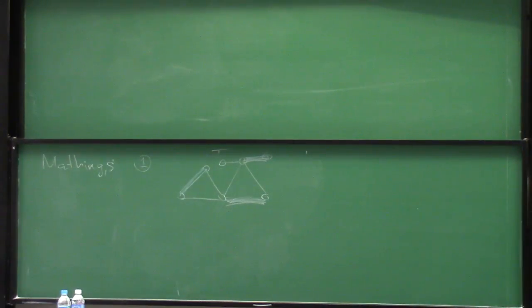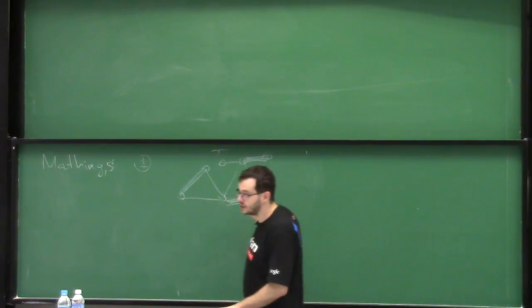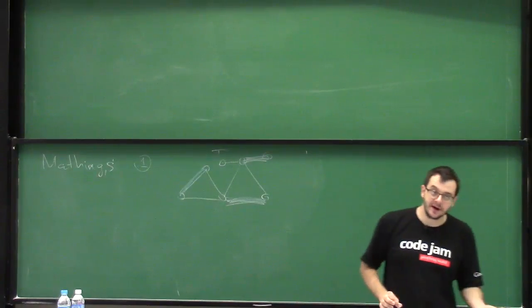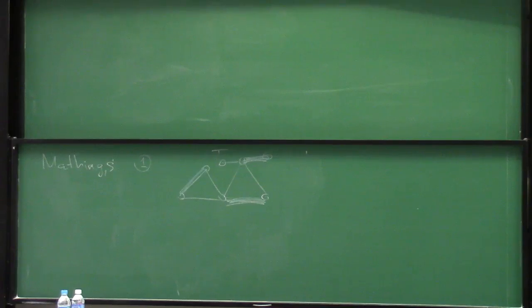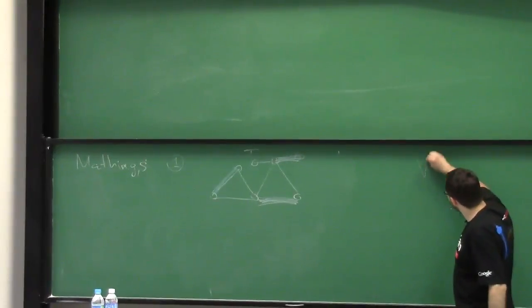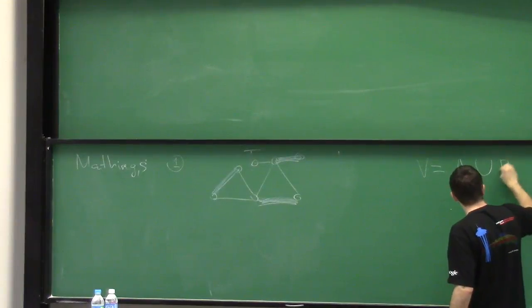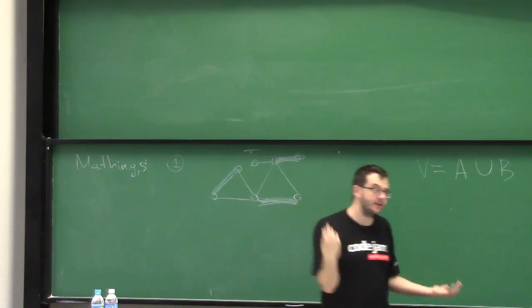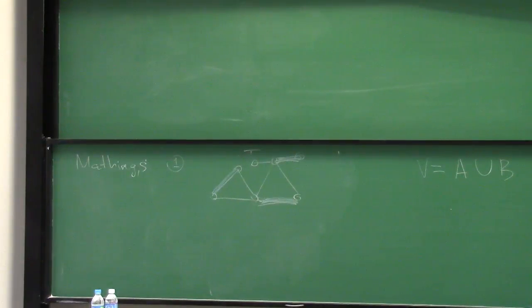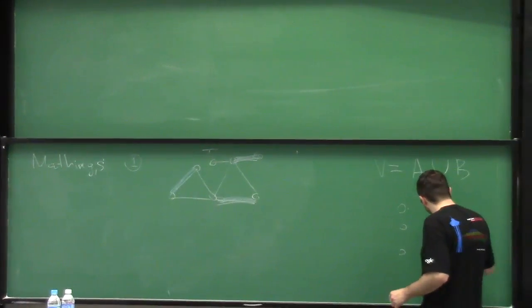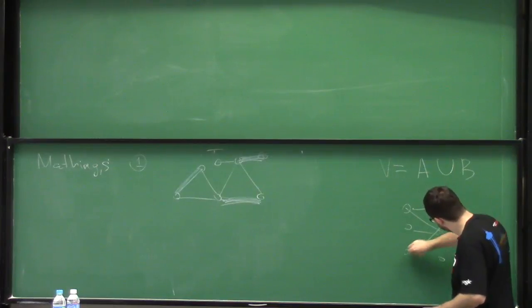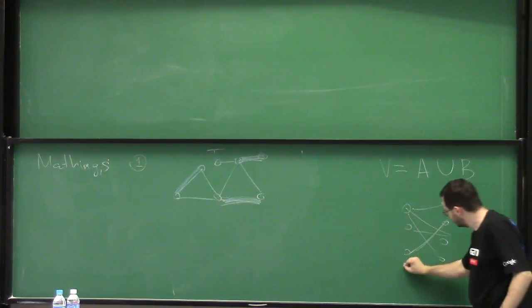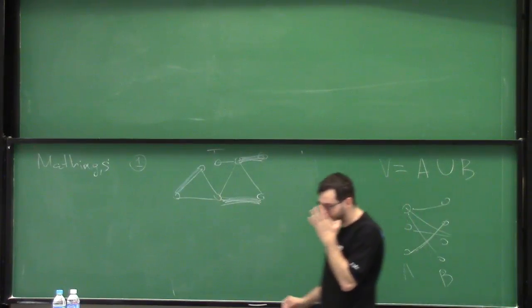In practice, there is an easy algorithm to find maximum matching in a bipartite graph. A bipartite graph is a graph whose vertices can be split into 2 disjoint subsets, say A and B, and each edge comes from some vertex of A to some vertex of B. Usually we can draw them like this. It is A, it is B.